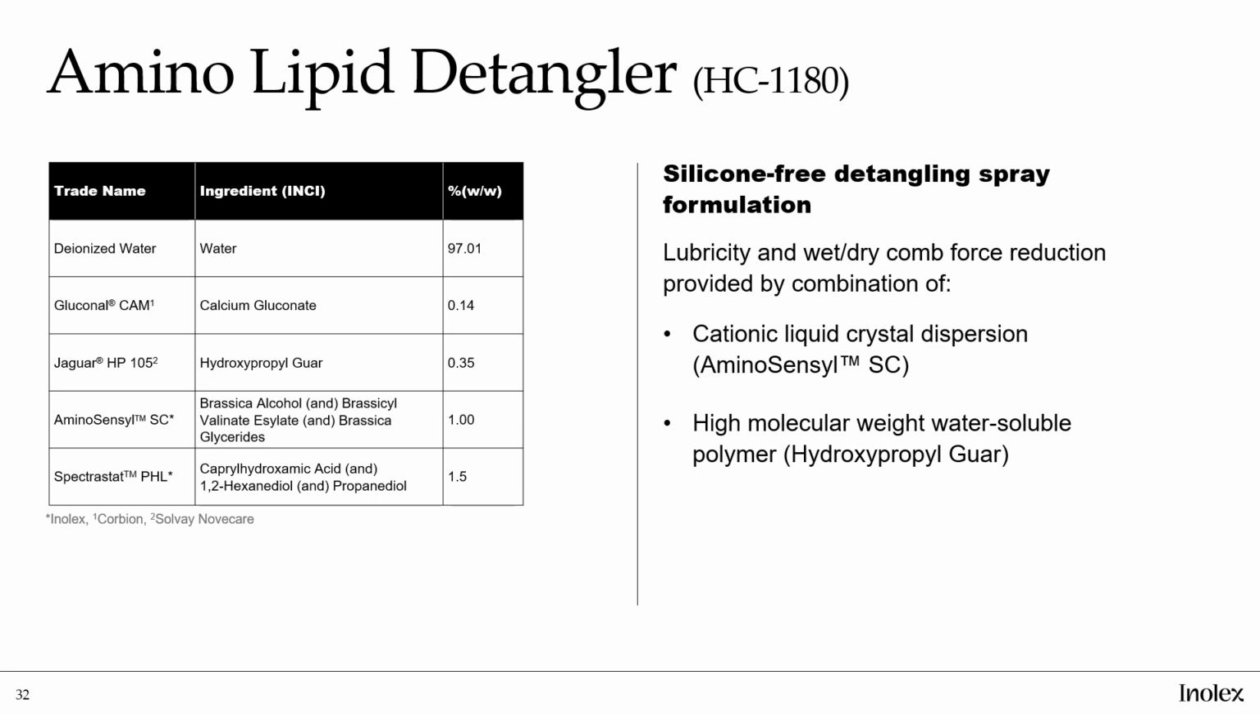Basically the way this formula works, when it's sprayed on hair, you have a very lubricious polymer solution based on hydroxypropyl guar that gives you some very good wet comb force reduction that enables the cationic liquid crystal dispersion to be spread on the hair fiber. As that dispersion is spread, those lamellar crystals lay out as lamellar sheets of the cationic amino lipid onto the hair fiber. They provide additional lubricity in the wet state, and then upon dry down, they remain there. You have this cationic species absorbed onto the hair to give dry state lubricity as well as a nice soft feel to the hair.